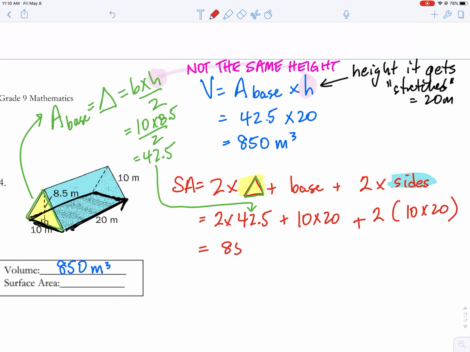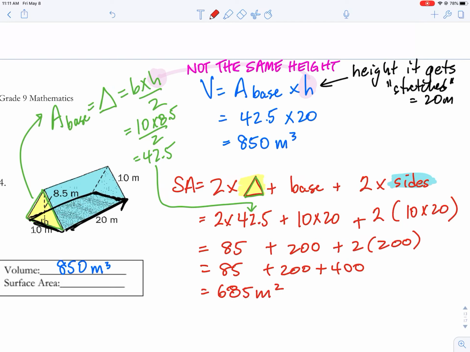So that would give us 85 plus 200 plus 2 times 200. So that's going to be 85 plus 200 plus 400, and add those all up, and we get 685. Surface area is in meters squared. So that's the answer for question 4.